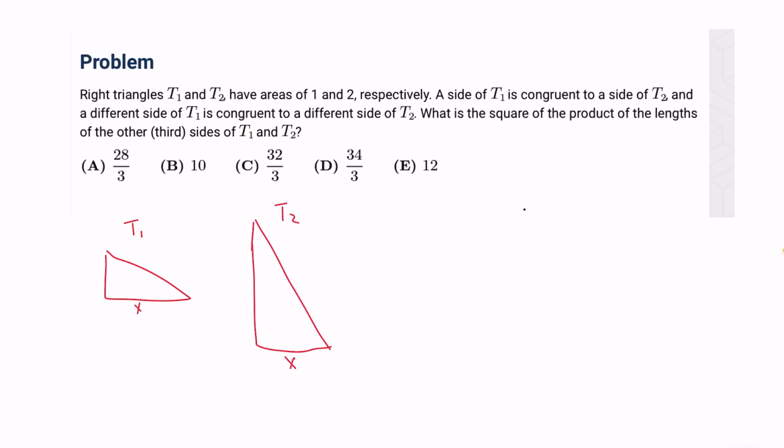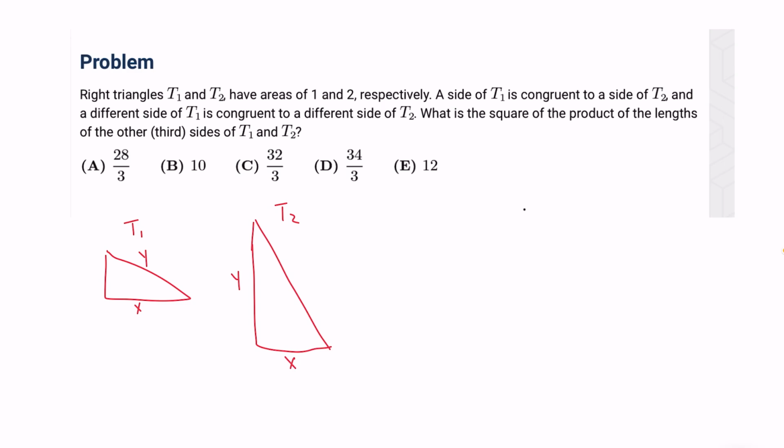And then I'm going to let the other leg of T2, the longer leg, be Y. And the only way for this to happen is when Y is the hypotenuse of T1, because the longest side of a right triangle would be the hypotenuse. Since T2 has a greater area than T1, the longer leg has to equal the longest side of T1. Since these are all right triangles, what we're trying to find is the square of the product of the lengths of the other two sides of T1 and T2.